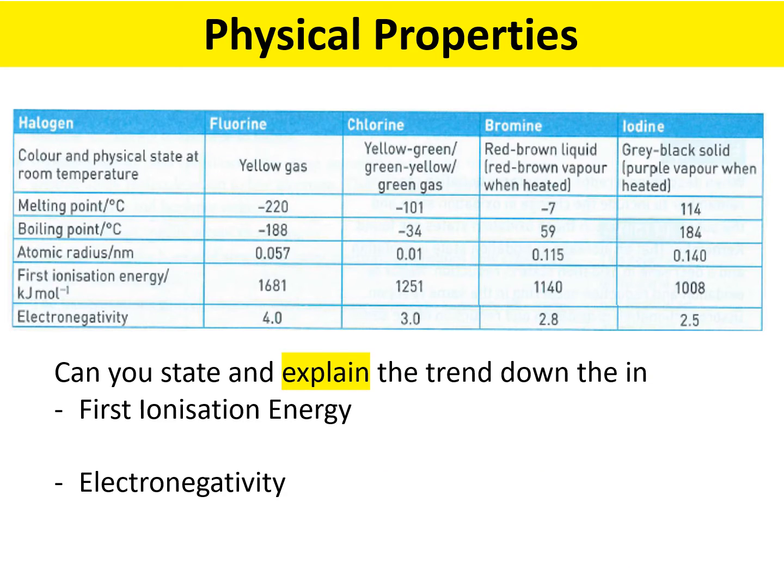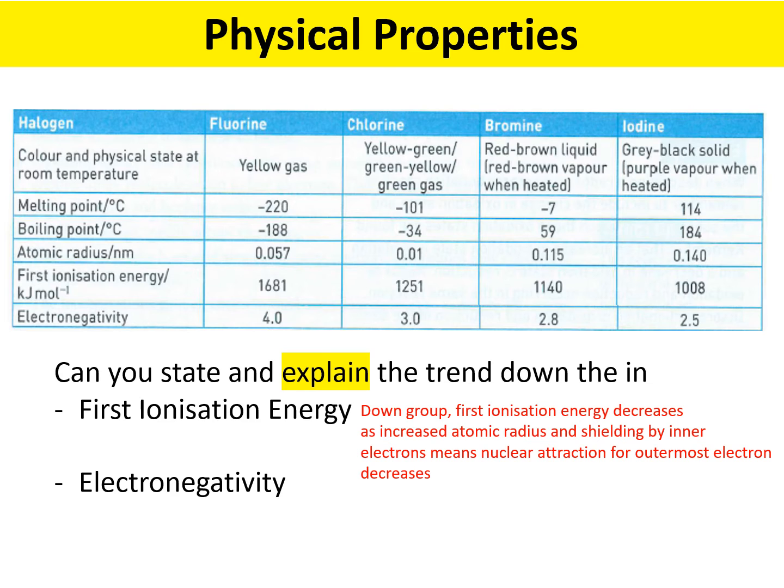If we have a look at this table, this lists the melting and boiling points, the atomic radius, the first ionisation energy, and the electronegativity of the halogens. Previously in the unit, we have looked at first ionisation energies and electronegativities. So let's see, can we state and explain the trend down the group in terms of first ionisation energy and electronegativity? Pause the video if you want to try this question yourself.